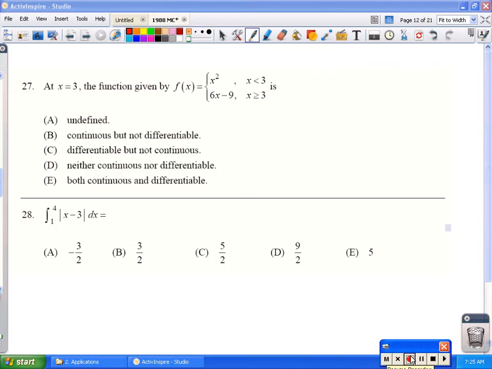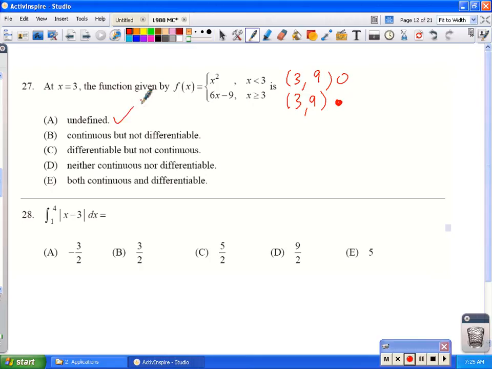We have a function, and they're asking us some things about it. So first of all, at x equal to 3, let's see if the function is defined. When we put in 3, we output 9, and when we put in 3, we output 9. So this is open, and this is closed. So let me make sure I did that right. Yeah. So is f of 3 defined? Yes, it is.